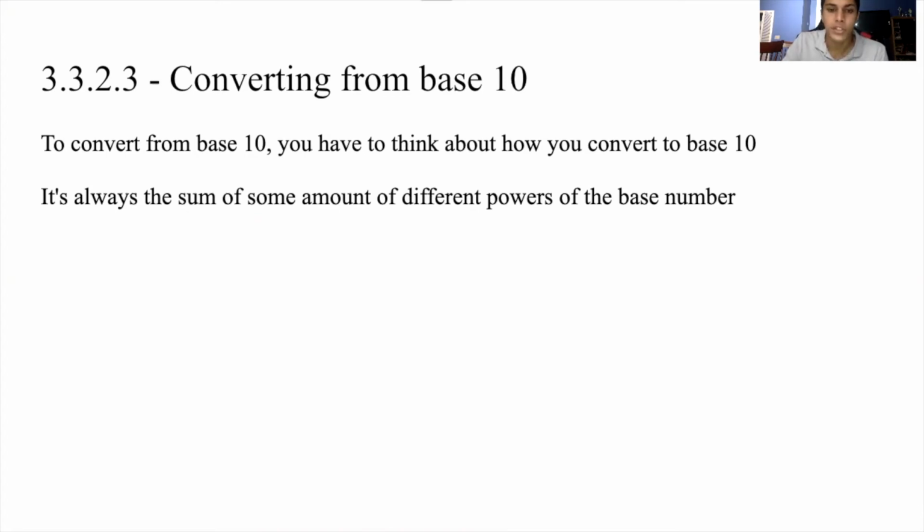So when you convert to base 10, it's always going to be the sum of some amount of different powers of the base number, which sounds confusing, but let me use an example. So remember the last example, that's what I'll use, where we converted 4, 3, 2 in base 5 to base 10, right? So I said it's always the sum of some amount of different powers of the base number. Well, the base number is 5, so different powers would be 5 to the 2, 5 to the 1, and 5 to the 0, for example.